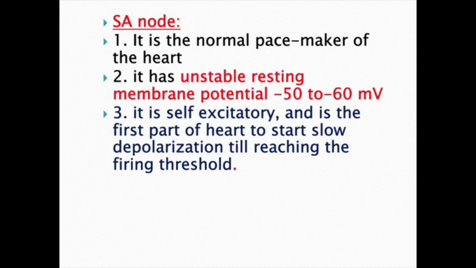In slide 40, I repeat again that you have to remember, maybe forever, that the SA node is the normal pacemaker of the heart, and it has an unstable resting membrane potential. The number is important: minus 50 to minus 60 millivolt. It is self-excitatory and is the first part of the heart to start slow depolarization till reaching the firing threshold.